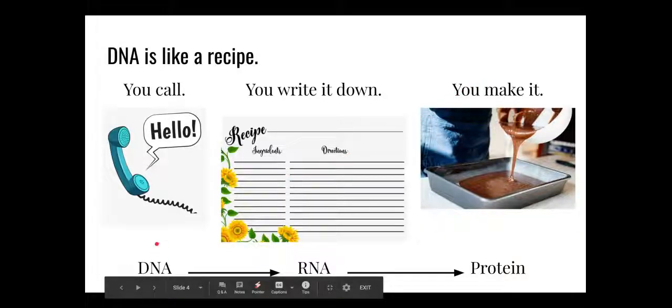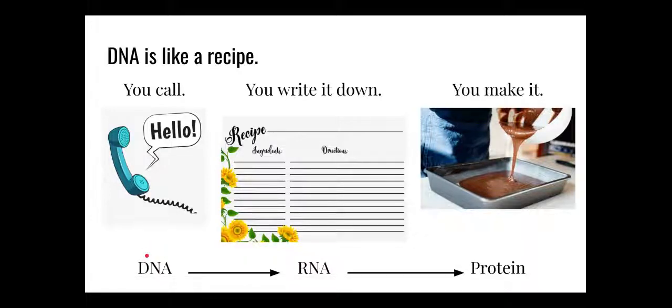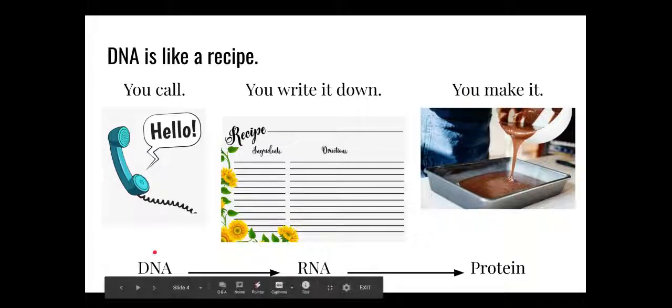So we start with our DNA. Think about our DNA as our original recipe. You might not have the instructions right away if you're just learning how to cook this wonderful dish, so you might have to call someone. They would give you the recipe over the phone, so you would have to write it down. So there's a process happening here between DNA getting to RNA. This process is called transcription.